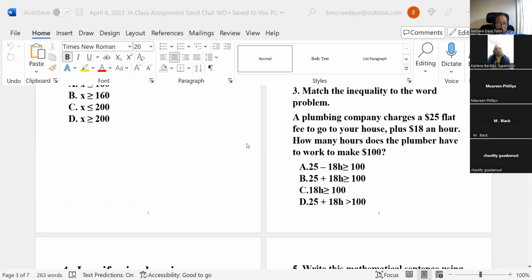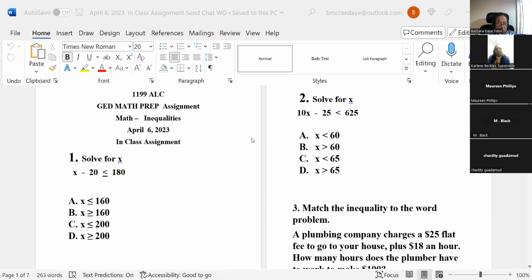Mercedes, you need to look at 1 and 2 again. I don't know why you and Maureen are having problems with the easiest ones. I thought those were the easiest problems, but it seems like you're having a problem with them. Maureen, you need to see number 5 again. Okay, Mercedes, you see 1 and 2. Okay, I'm looking at 2 again.